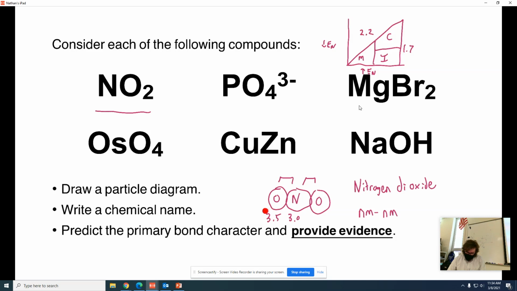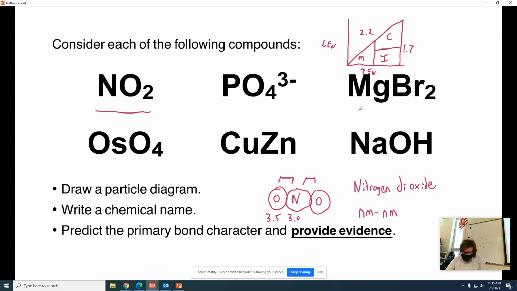The more electronegative atom is oxygen at 3.5. So I'm going to come over to 3.5. Remember, my vertical line is at 2.2. So 3.5 would probably be somewhere in here. My less electronegative atom is at 3. So I'd have to hop up way above that cutoff point, and I would end solidly in the covalent category.